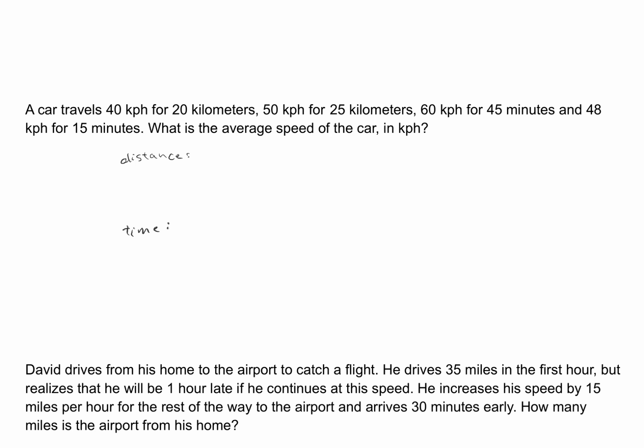So the distance is 20 kilometers, right? For the first part, 25 kilometers for the second part, and then 60 kilometers per hour times 3/4 hours is, I think, 45. So 45 kilometers plus 48 kilometers times 1/4 hours, and I think this is 12, so it's plus 12, right? Does this work, everybody? Yeah, I think this sums to 102. Yeah, okay. So 102 kilometers.